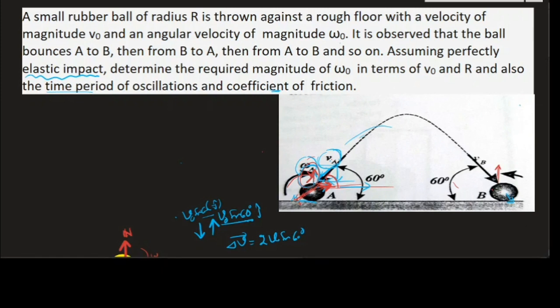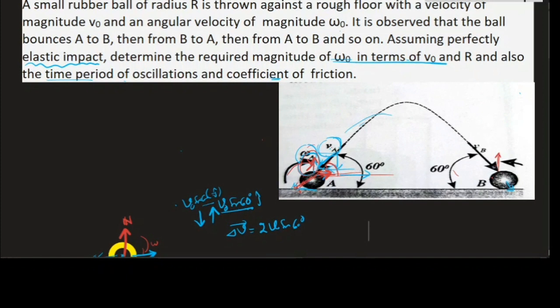So this relation, that first thing is asking to determine the magnitude of omega naught in terms of v naught. This one part we obtain. Second, they also ask to find the time period of oscillation and the coefficient of friction. So let's calculate first the coefficient of friction. What will the coefficient of friction be?